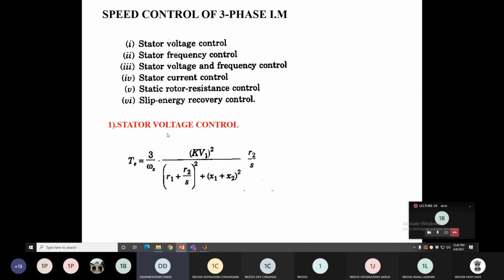Let's try to understand from the basics. The equation of torque that we derived first, that is 3 by omega s. K is the factor by which you can reduce the stator voltage by using the controller. And this is the resistance of the equivalent circuit. So as you can see, as you reduce or increase the voltage, torque will change. And as we see in the torque speed characteristic of the induction motor, as you change the torque, the speed of the induction motor will also change.